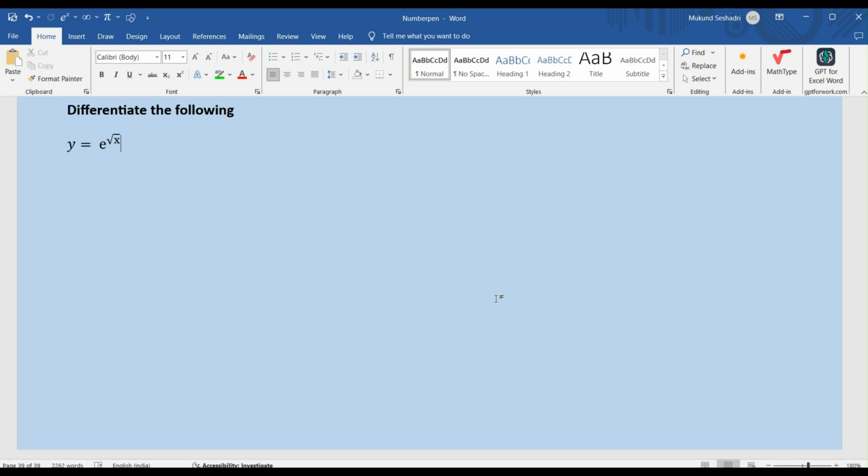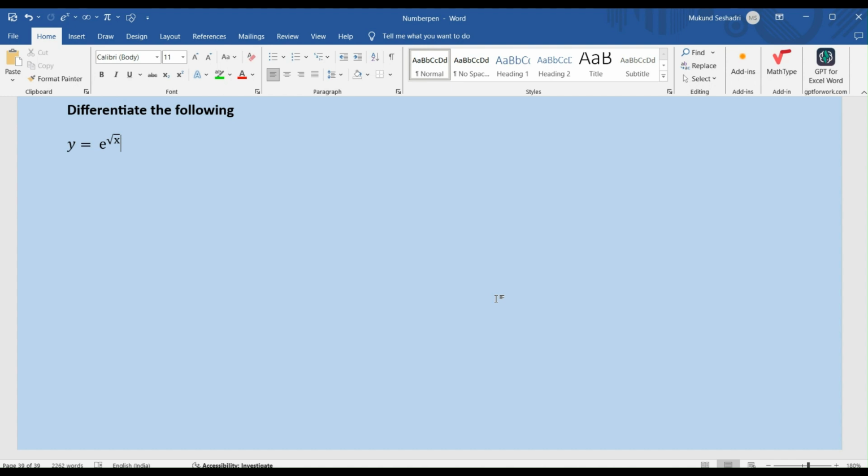So there we have the problem on our screen. Differentiate the following: y equals e to the power root x, right? Our basic function here is e to the power x, and instead of x, we have square root of x, which means this is a function of the type y equals f of g of x.